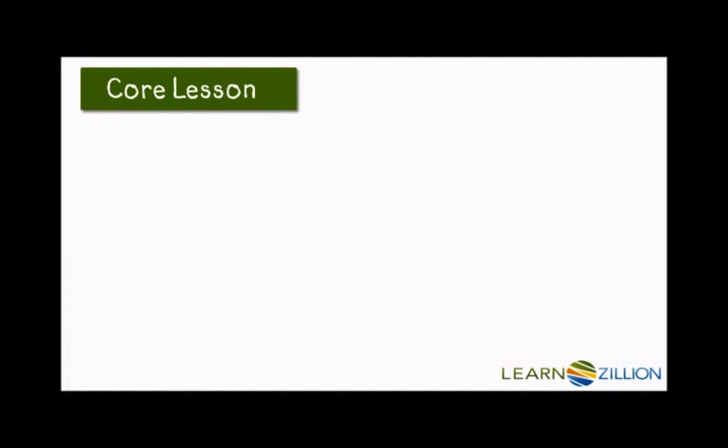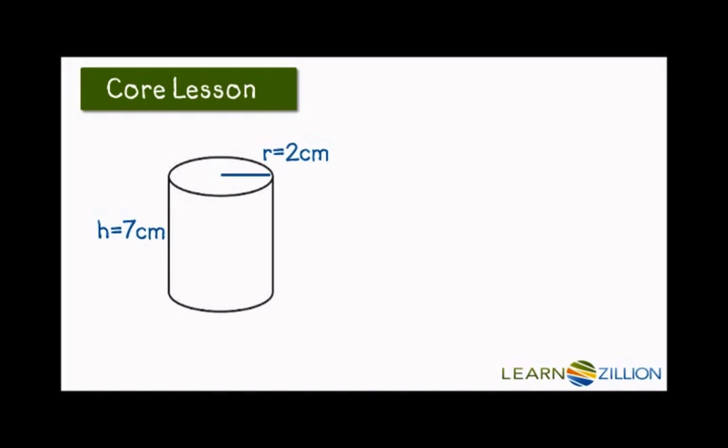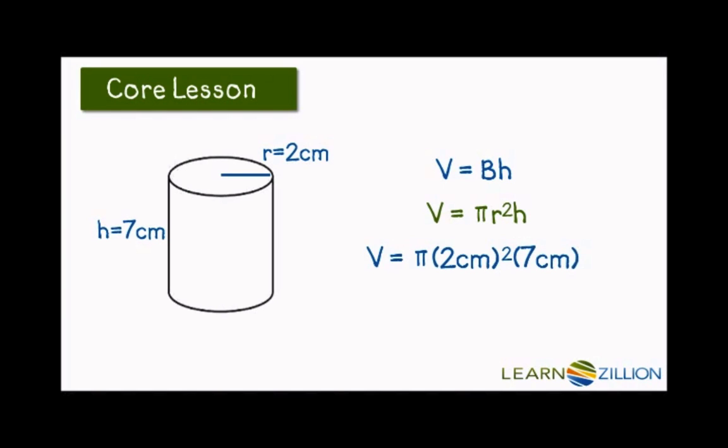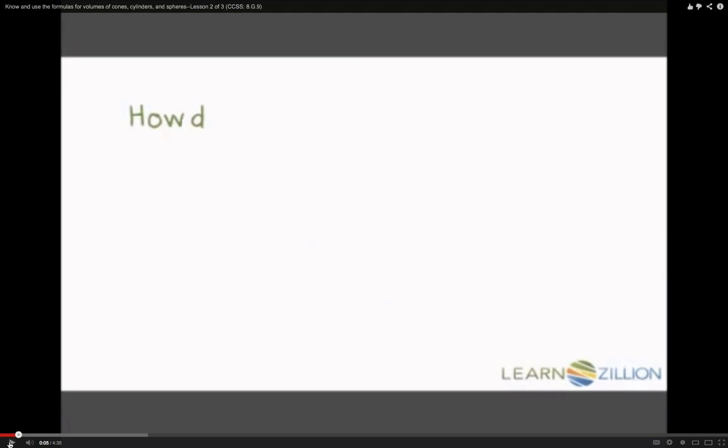Let's look at an actual example. Going back to our original example, a cylinder with height 7 centimeters and radius 2 centimeters, if we apply our formula that we just developed, volume equals pi r squared h, we can substitute in 2 centimeters for the radius and 7 centimeters for the height. Now this gives us 28 pi centimeters cubed.